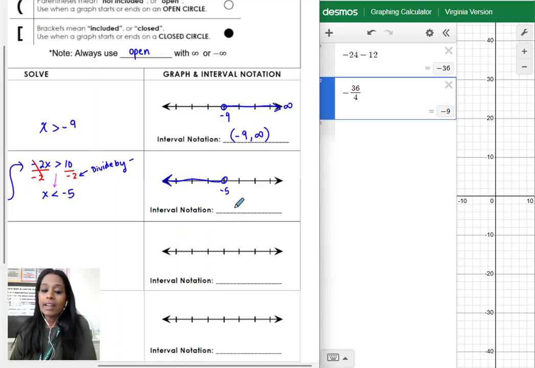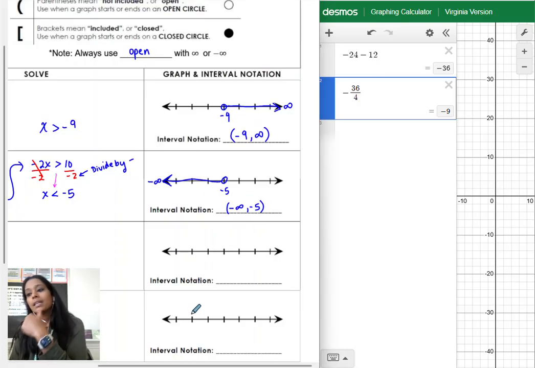So when we're writing in interval notation, we have to be a little careful here because it's starting from negative infinity and it's going up to negative 5. I'm going to write negative infinity first, and then you're going to write negative 5. Remember, infinity is always open, and then 5, since it's not equal to, it's just less than, it's also going to be open, which means that negative 5 is not included in our solution set.